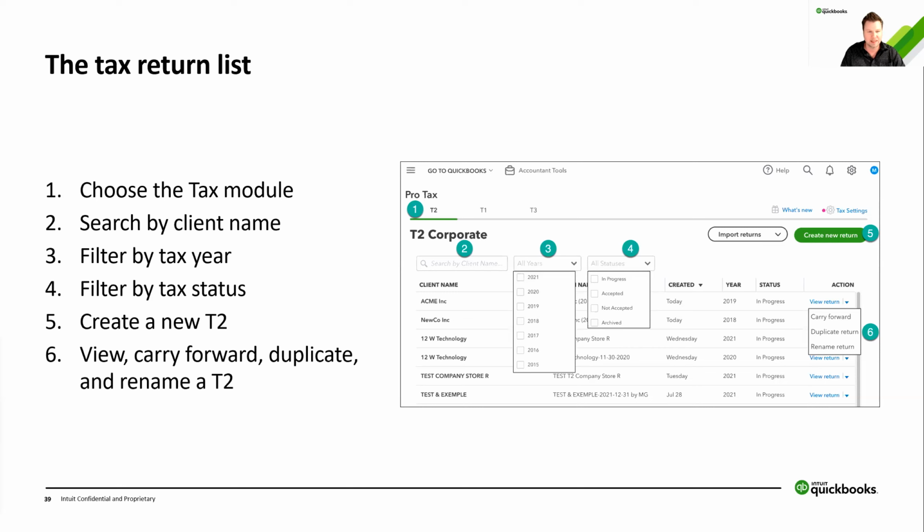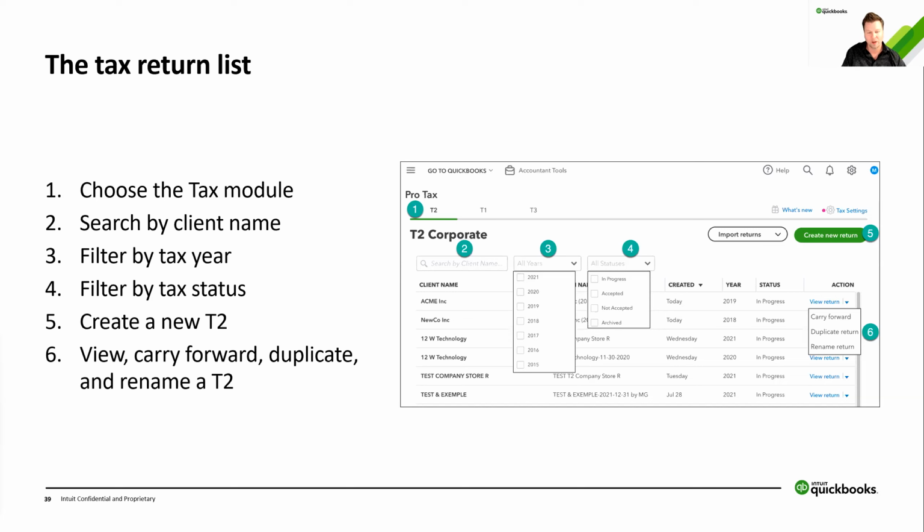And that's just in the little input box above the client name itself. Number 3, the bubble, you can filter by tax year. So if you only, for example, want to see last year's tax returns or this year's tax returns or returns that you did in 2019, you can filter those by tax year as well, which is some good, powerful filtering ability, as well as filtering by tax status.